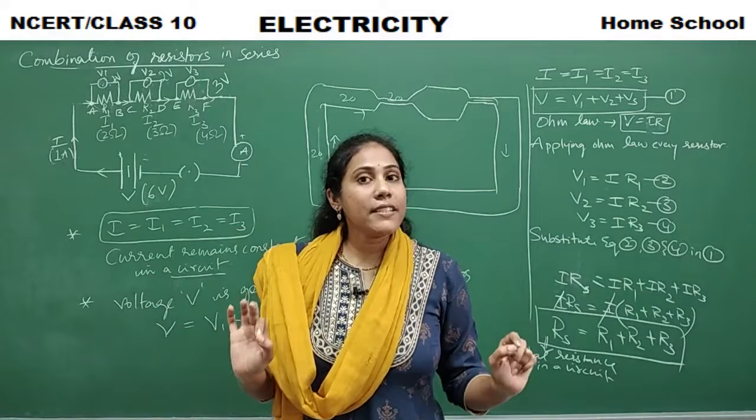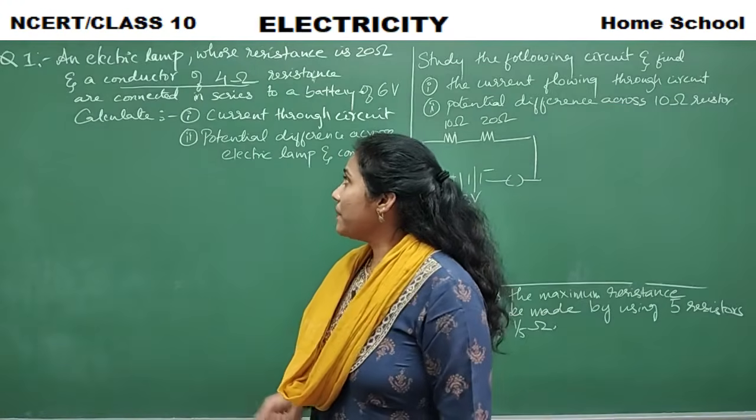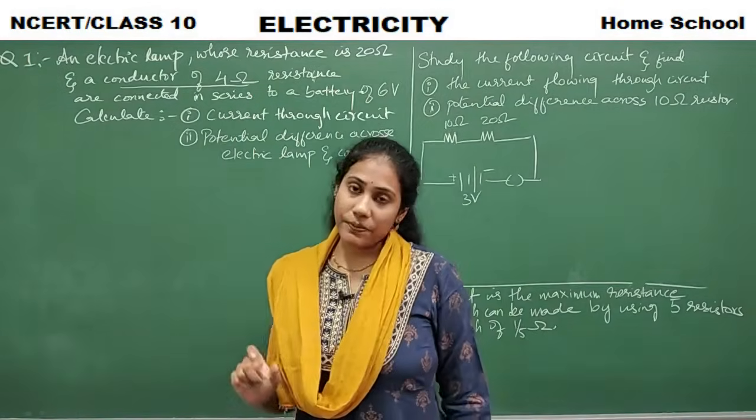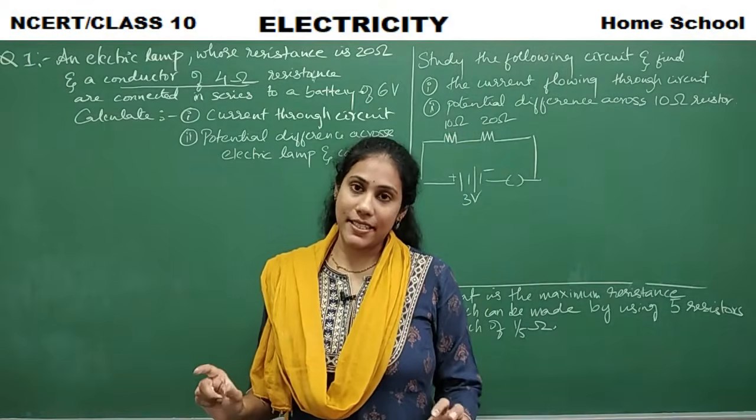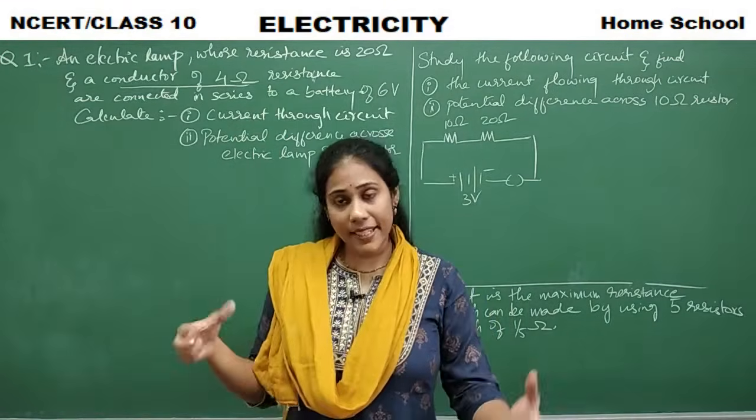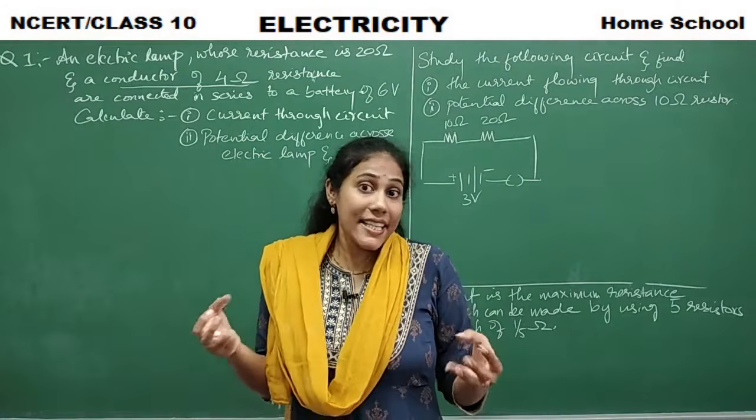So now let us discuss a few numericals. Coming to the first question: an electric lamp whose resistance is 20 ohms, and a conductor of 4 ohms. There is another conductor with a resistance of 4 ohms. That means it is a resistor.